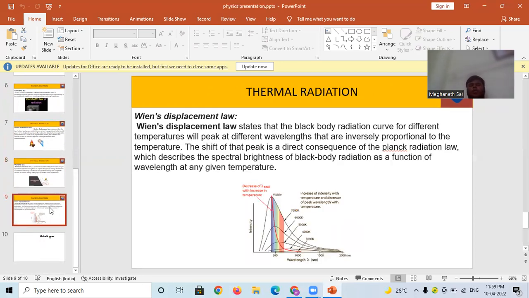Wien's displacement law. It states that the blackbody radiation curve for different temperatures will peak at different wavelengths that are inversely proportional to the temperature. The shift of the peak is a direct consequence of Planck's radiation law, which describes the spectral brightness of blackbody radiation as a function of wavelength at any given temperature. So this slide shows another law, Wien's displacement law. So these are the four laws of thermal radiation.